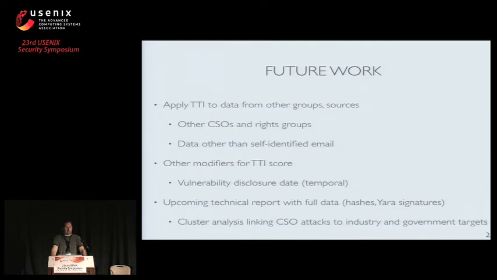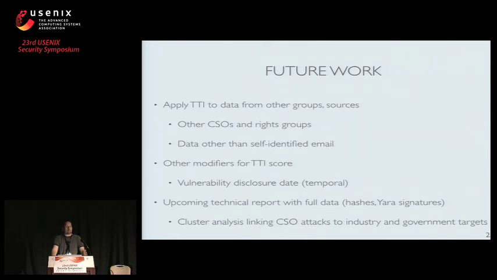So some things that we want to do in the future is start applying the TTI to data from other groups and sources, because right now we are very focused on Tibetan and Chinese groups. We'd like to look into other modifiers for the TTI score. So CVSS, for example, has a temporal modifier for if it's a 0-day. So we can look into adding that sort of a modifier to the metric as well.